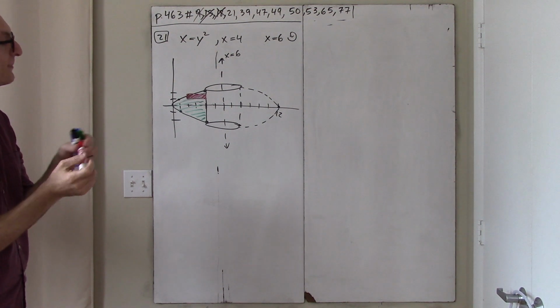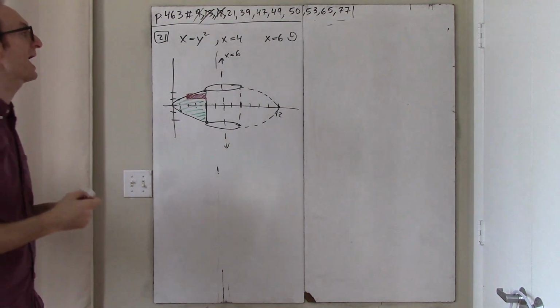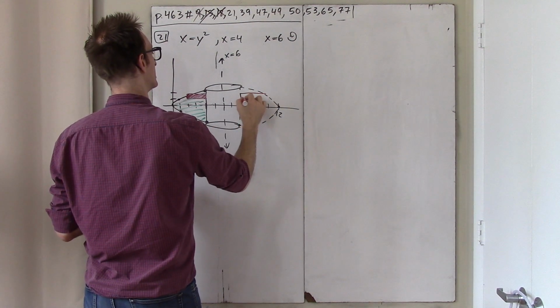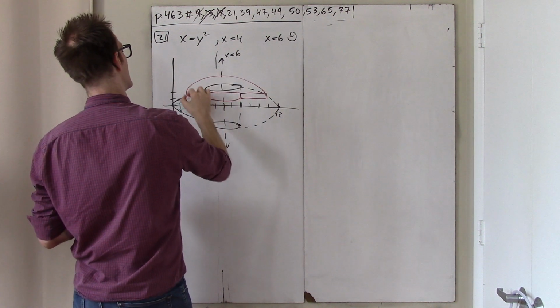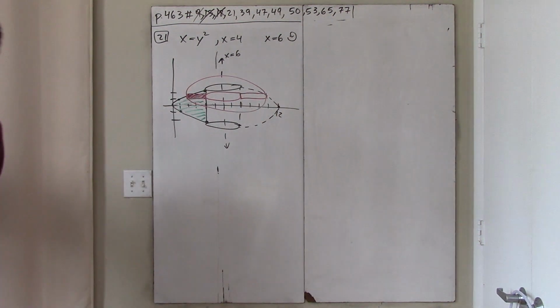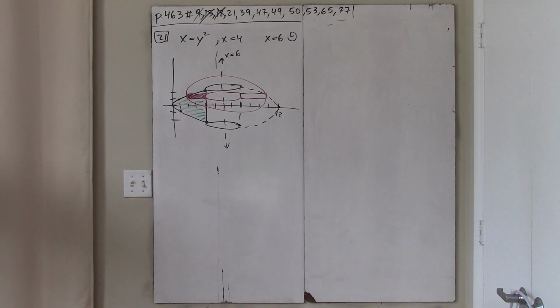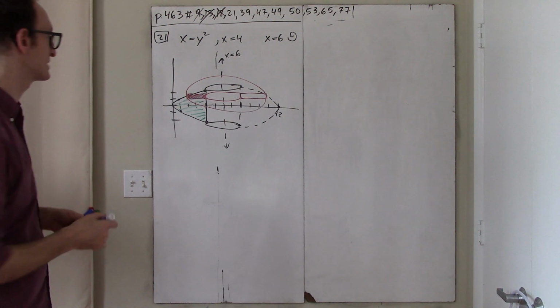And what happens to that representative rectangle as it gets rotated about the line x equals 6 is it becomes a washer. We've got an inner radius, and so once again it all boils down to finding the area of just this washer, and then if I can find the area of one, I add them all up. Alright, so what is the inner radius and outer radius of this washer?